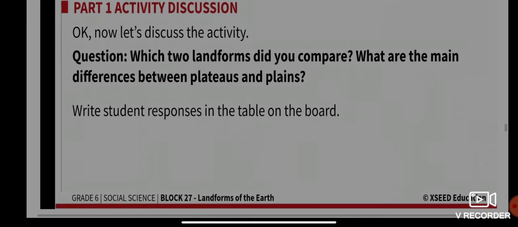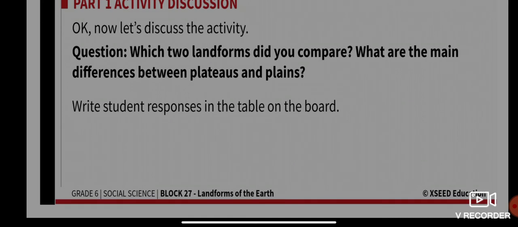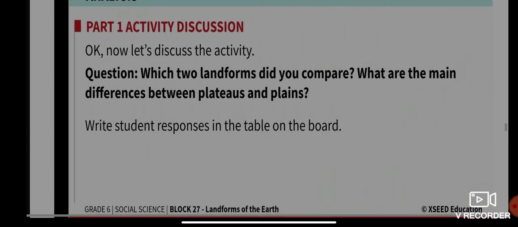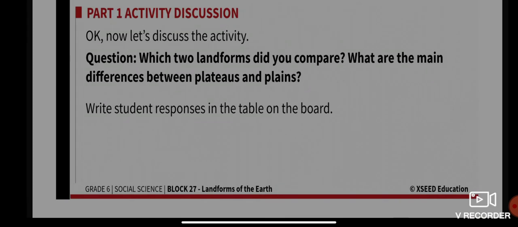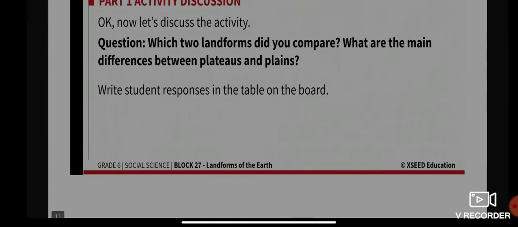Alright, so which two landforms did you compare? Which two landforms did you compare, and what are the main differences between plateaus and plains? If you have read your textbook, you will know the answer.